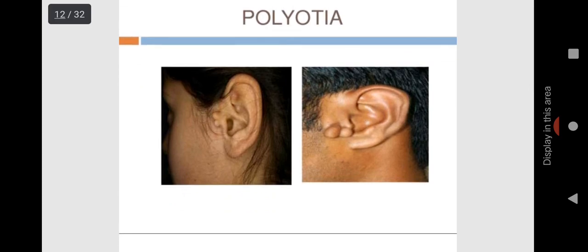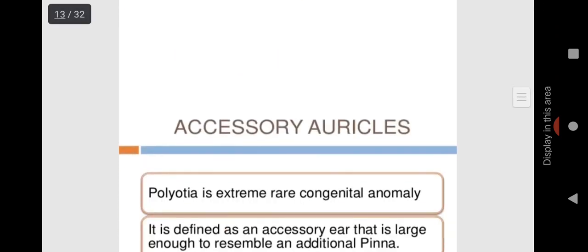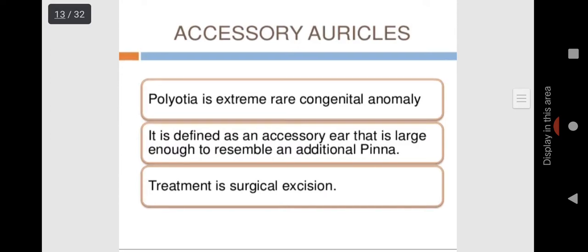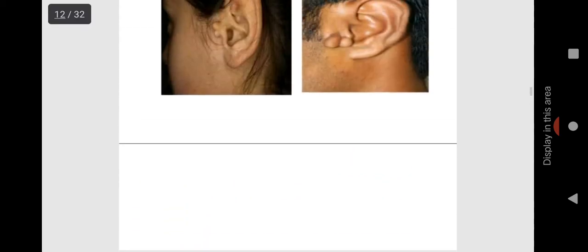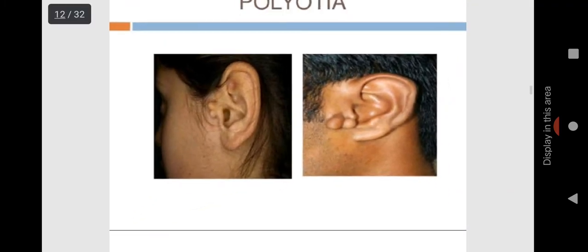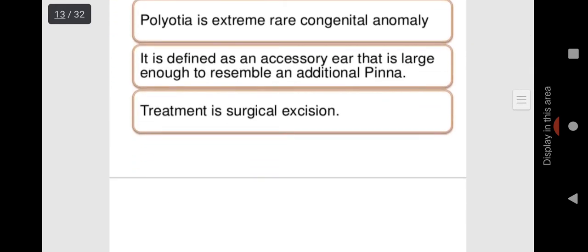The next one is polyotia, otherwise we can call it accessory auricles. Poly means more than one ear. So polyotia is an extremely rare congenital anomaly. It is defined as an accessory ear that is large enough to resemble an additional pinna. You can see some accessory ears in the picture. So that is called polyotia, more than one ear. Treatment is surgical excision. So here we have to go for the removal of the excessive pinna.